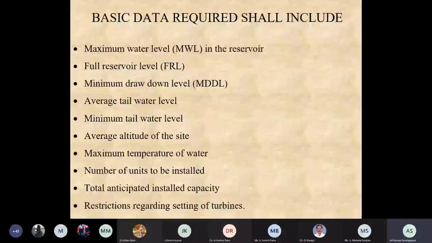Average tailwater level is just below the draft tube. This minimum and average tailwater level is used in the Francis turbine and Kaplan turbine, not in the Pelton wheel, because this is the controlling system for your head.